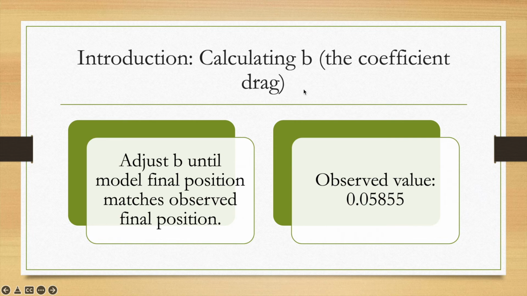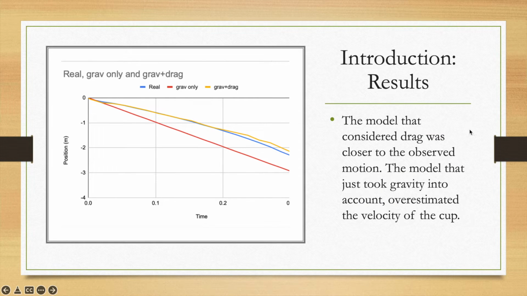This b, which is the drag coefficient, we calculate by adjusting the formula until the model's final position matches the observed final position. Our observed value was 0.05855. The model that considered drag was closer to the observed motion, the model that just took gravity into account overestimating the velocity of the cup.